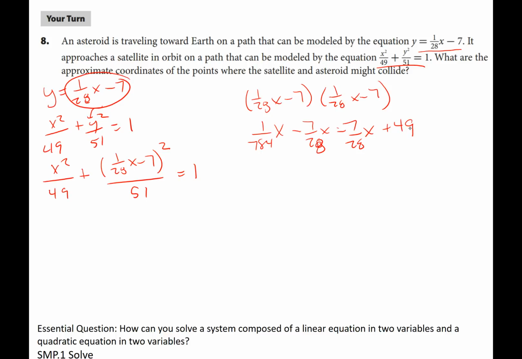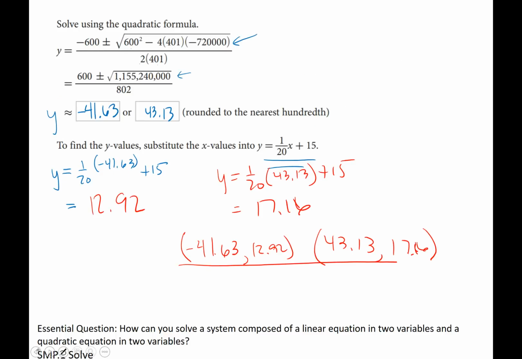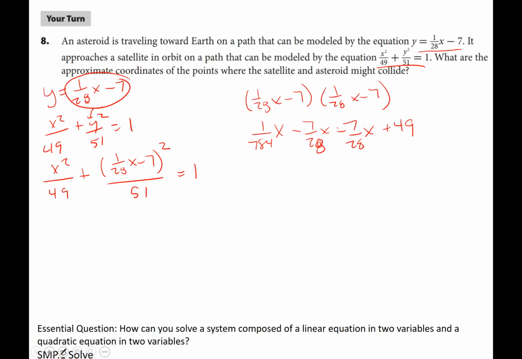Okay. So these guys would reduce actually. Let's see if we can get them reduced. Sorry, I'm going the wrong way. 7 goes into 28 4 times. So I really have 1/4 and 1/4, which would be 2/4. 784x minus 2/4 x plus 49. All right, let's see if we can put that back over here. So we've got x squared over 49.